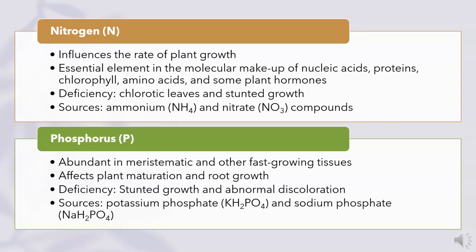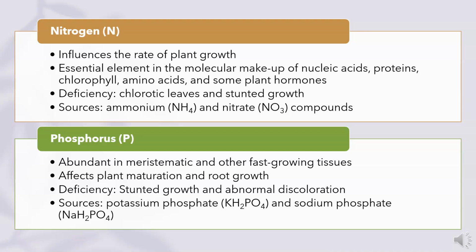Nitrogen influences the rate of plant growth, and is present in the highest percentage of all the essential elements. It is a crucial component of nucleic acids, proteins, chlorophyll, amino acids, and some plant hormones. Nitrogen deficiency is typically characterized by chlorotic leaves and stunted growth, while excess nitrogen promotes vigorous growth, but can suppress flower and fruit development. Common sources of nitrogen for tissue culture media are ammonium and nitrate compounds.